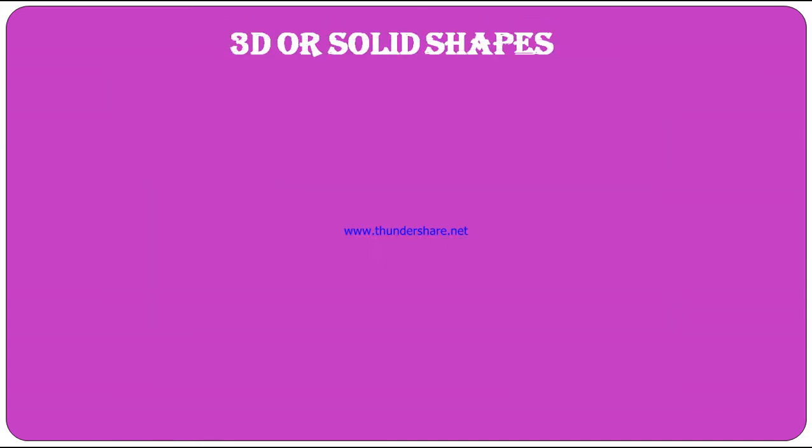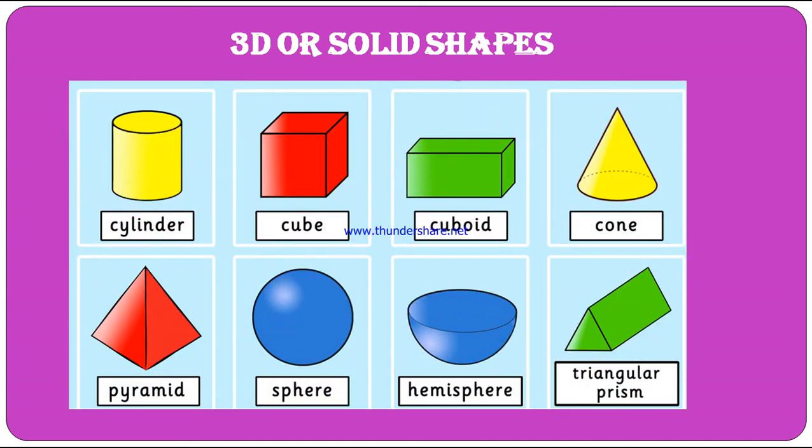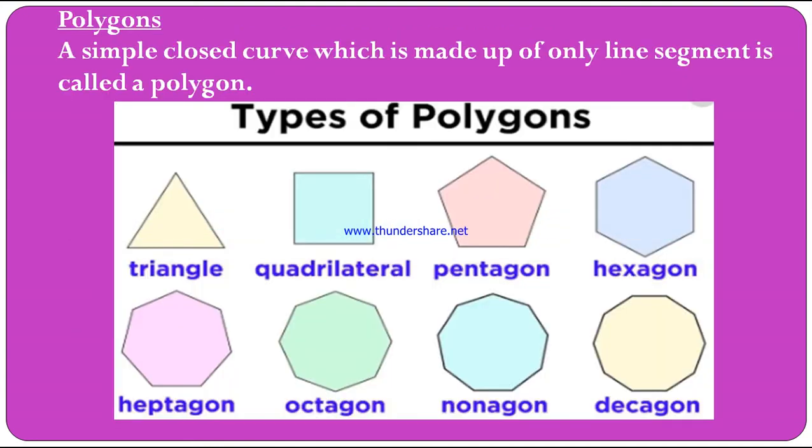3D shapes, three-dimensional or solid shapes. Cylinder, cube, cuboid, cone, prism, pyramid, all these are called solid shapes, three-dimensional shapes. These shapes can hold something inside them. You can fill something inside. That is three dimensions: length, breadth, and height. So something can be filled in these. That's why these are called solid shapes.